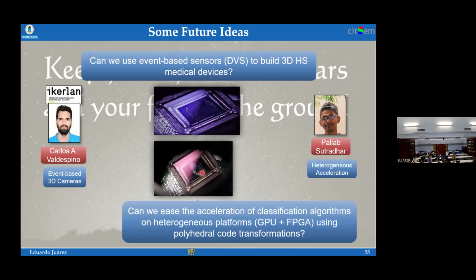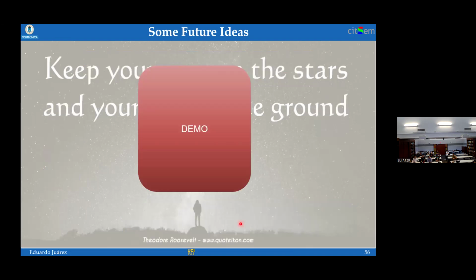And at last, we have the acceleration part, and with it we ask ourselves: can we ease the acceleration of classification algorithms on heterogeneous platforms using a kind of code transformations called polyhedral transformations? So, if I have enough time, I will show you the demos.